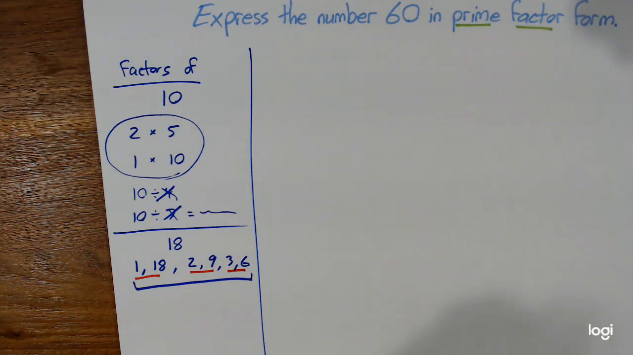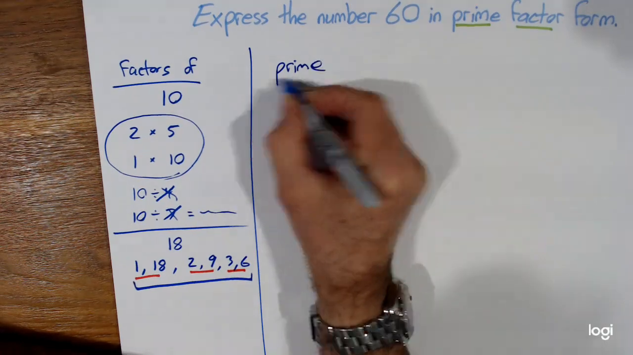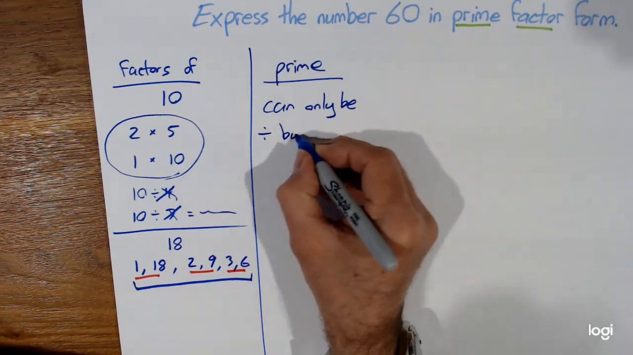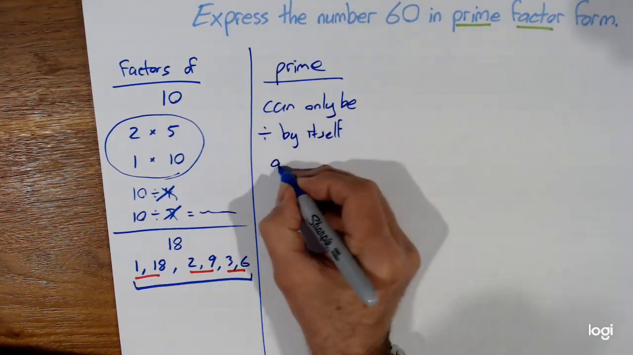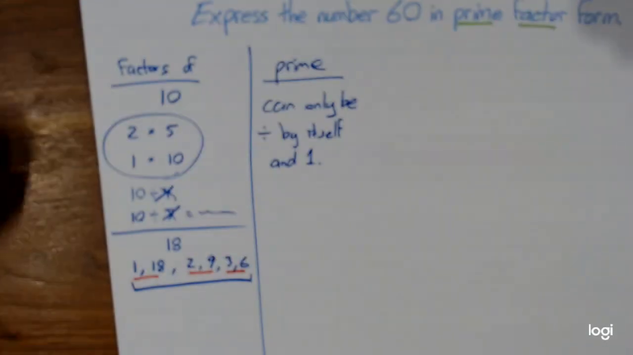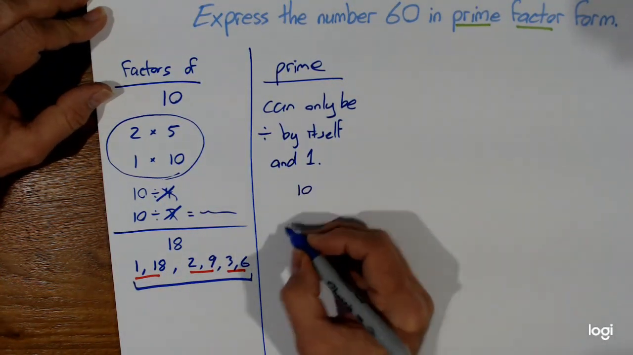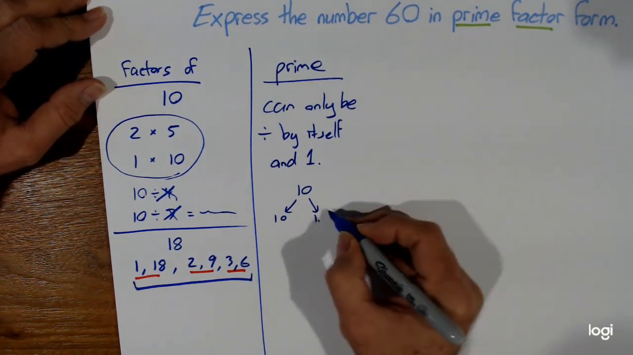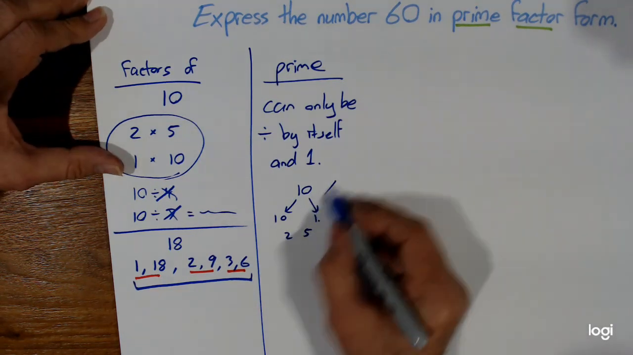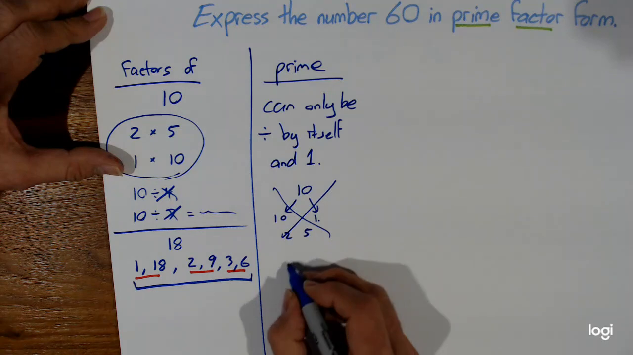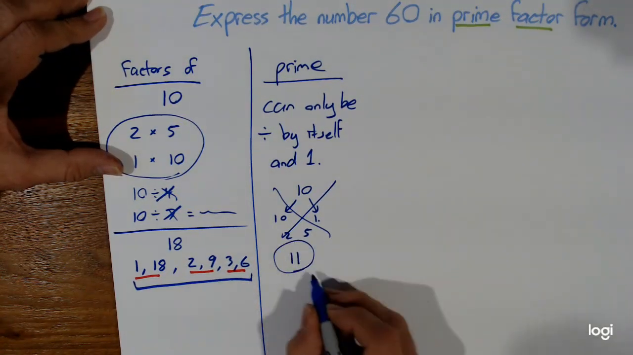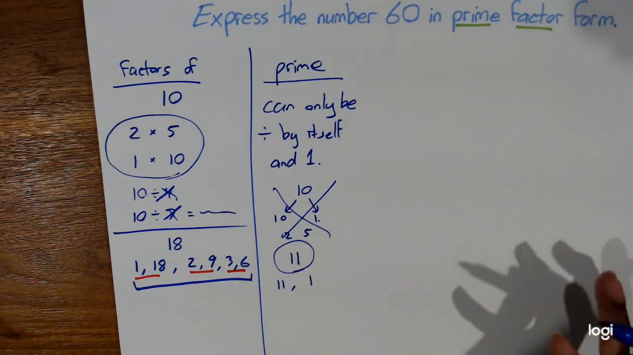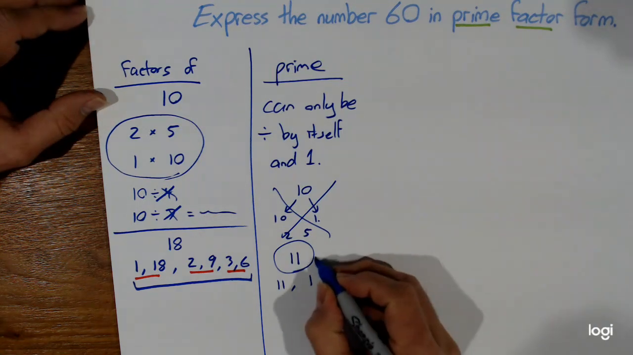A prime number, keep in mind, a prime number can only be divided by itself and 1. Thank God I'm writing nice and neatly today. Right? So for example, 10 is not a prime number because it can be divided by itself and it can be divided by 1, but it can also be divided by 2 and 5. So 10 is not a prime number, but 11 is. The only 2 factors that 11 has are 11 and 1. You can't divide 11 by 2 or 3 or 4 or 5 or anything else and get another whole number. So that's a prime number.